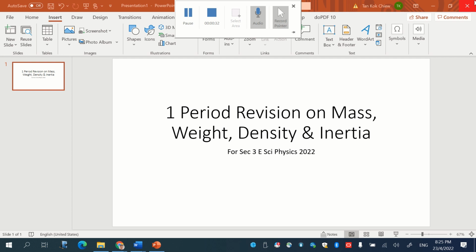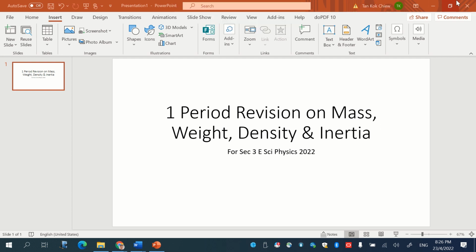Okay, so mass, weight, density, and inertia was a topic that you learned last year when you were in Sec 2. So allow me to quickly browse through a summary of some key important points, and then you will try a few questions to recall how to calculate them and answer them. Okay, so let's start.